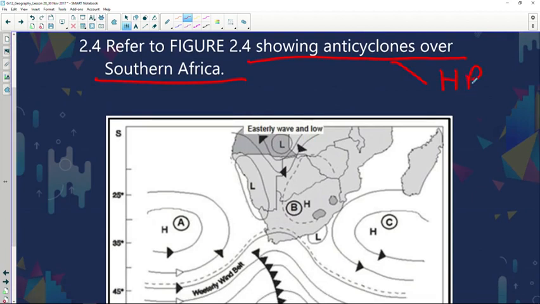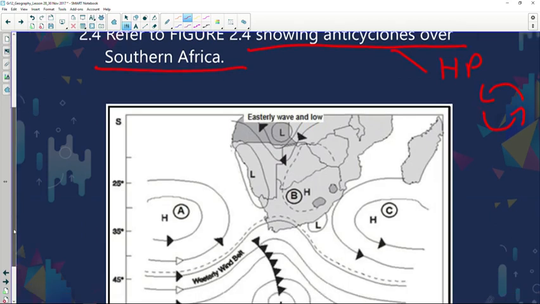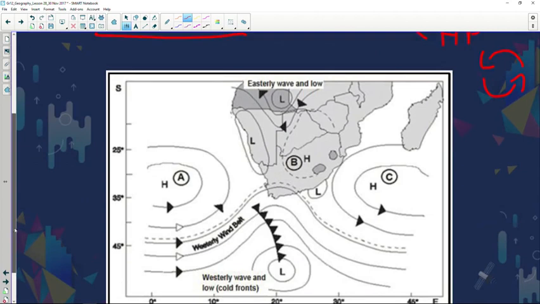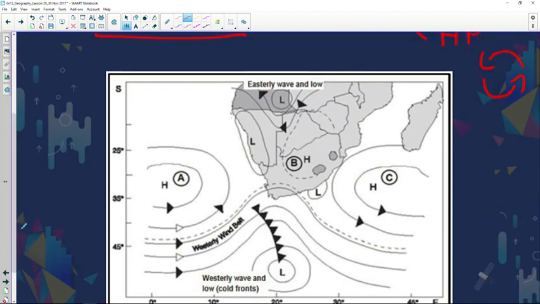And what do we know about a high pressure system? It moves anti-clockwise in the southern hemisphere and it's subsiding air. Now if we look at figure 2.4, South Africa is situated on the 30-degree latitudinal position. So there's the 30-degree latitudinal position.